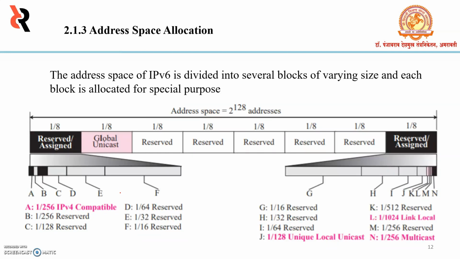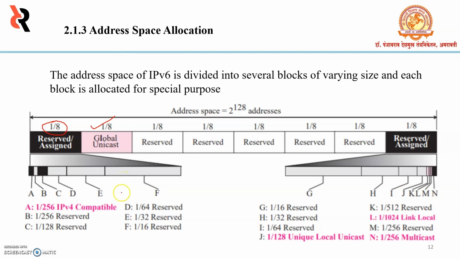This division does not show the block allocation, but we believe it shows where each actual block is located. See this figure. Each section is 1/8 of the whole address. So total 8 blocks are there. Each one is of 1/8. That is 2 raised to power 125 addresses.